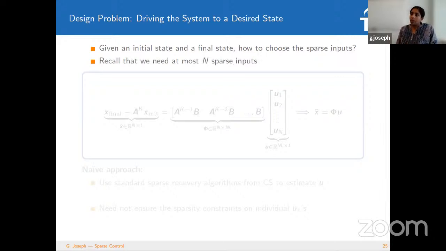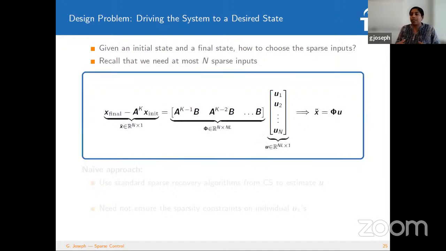We recall that we have already shown that we need at most n sparse inputs to drive your system from any initial state to any final state. So clearly we need to solve for n sparse inputs. In that case, we can substitute capital K as n. So if capital K is equal to n, you have x final minus A power capital N times x in it is equal to your controllability matrix, again with K substituted with n, times U1, U2 all the way up to Un. So you have n control inputs.